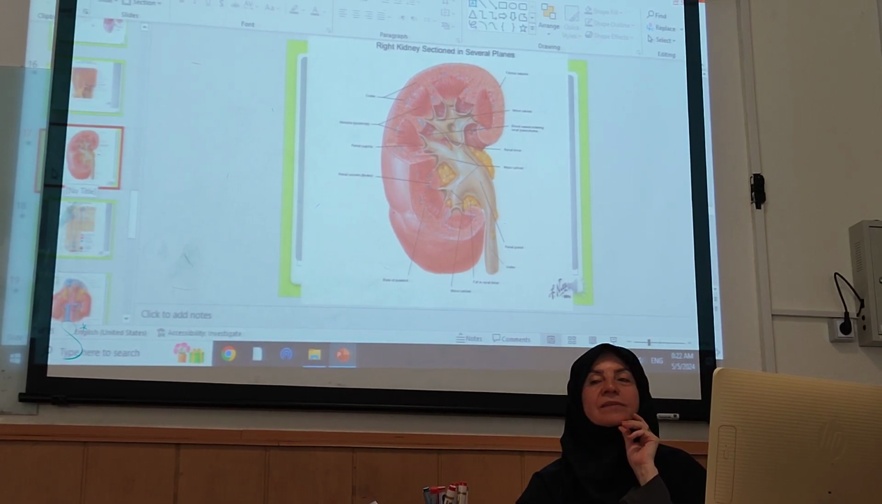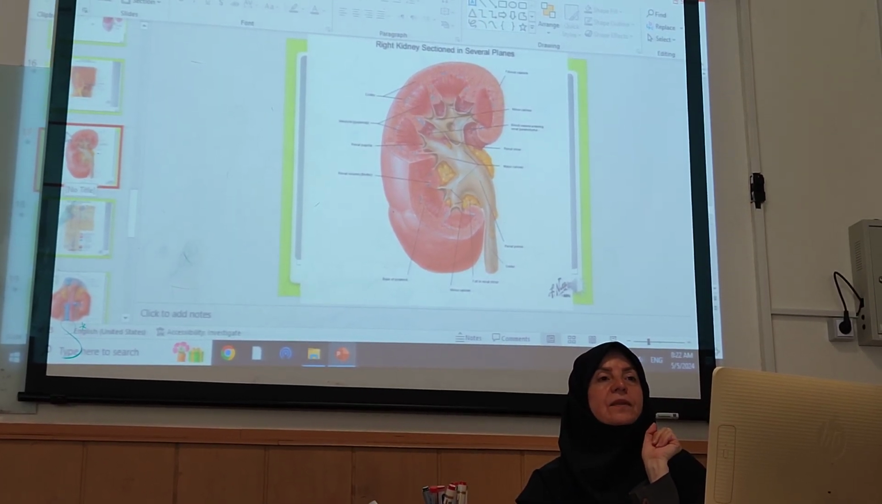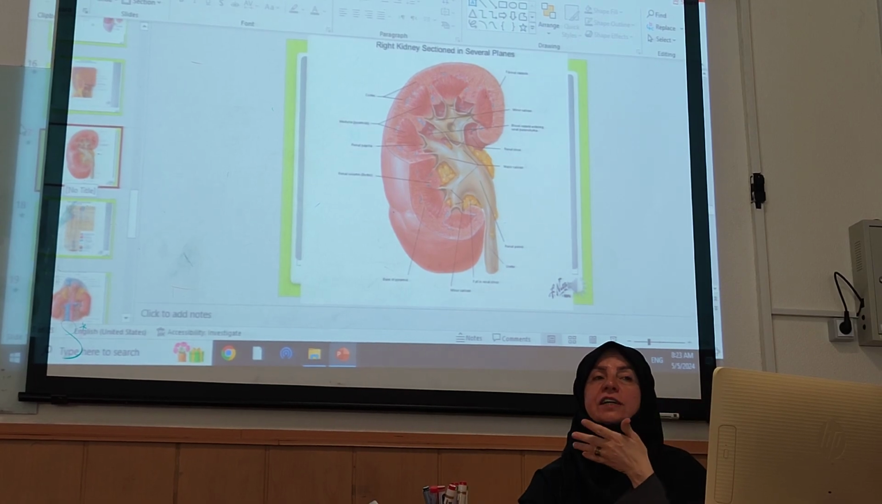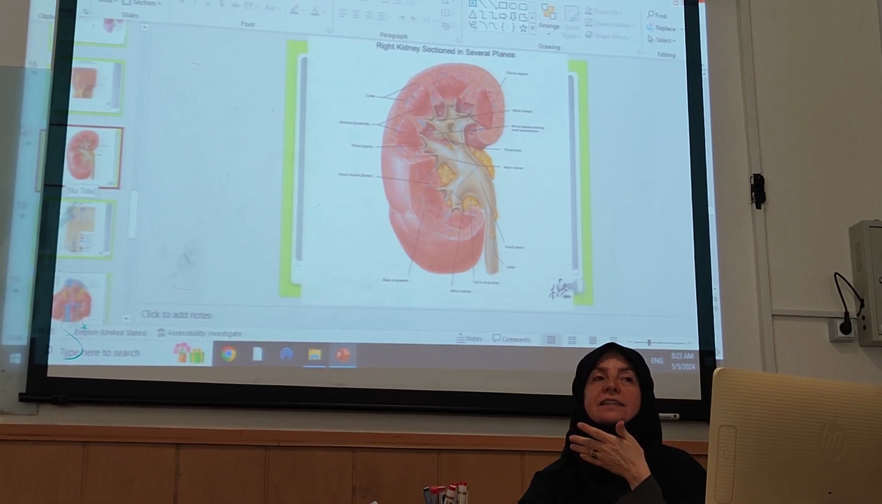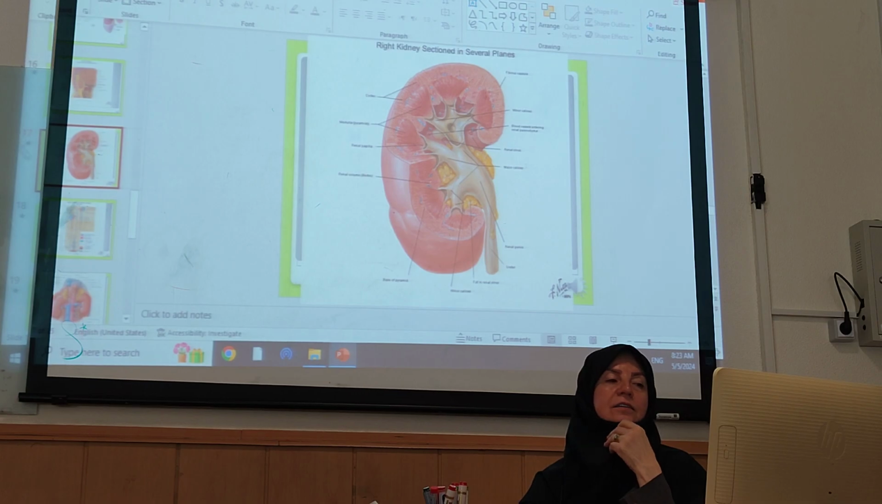This picture shows the renal section of the kidney. Which section is it? It is in front of the kidney. Frontal surface, yes. So we can find the medulla and cortex. This is cortex, and next to it, this is medulla. We have the renal pelvis, and we can see the perirenal fat.